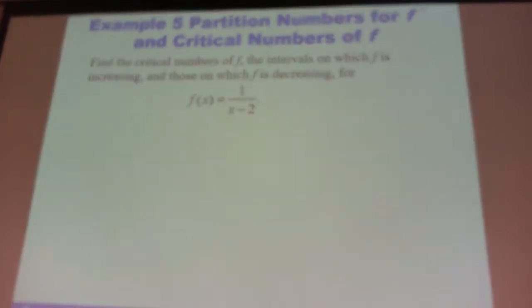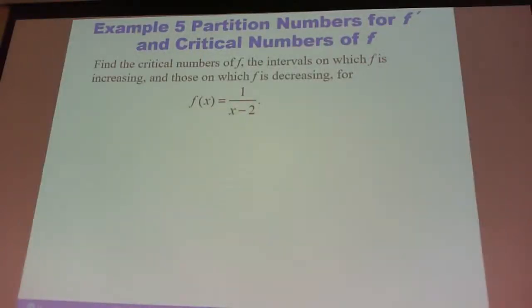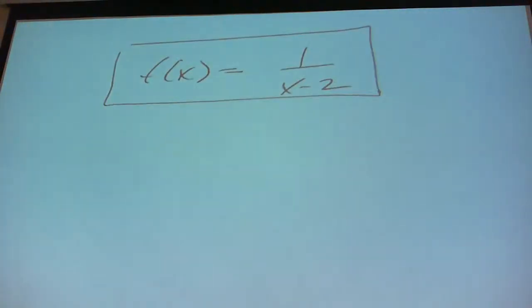So for this one, f of x equals 1 over x minus 2. Let's practice again. I'm going to help you with this one, because this one may not be as obvious. Here's our original, and we should already look at it. Do you see anything interesting about this one before we even move on?